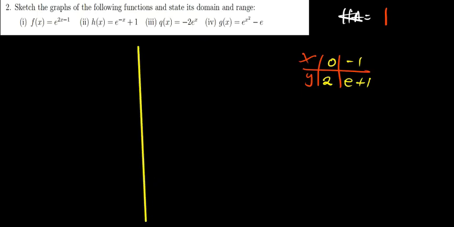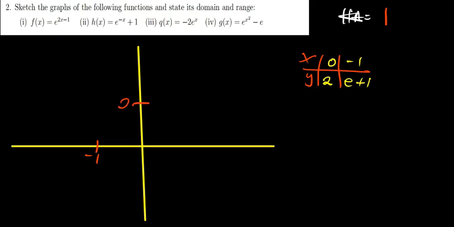Let us go ahead and sketch. In x we have negative 1 and 0. In y we have 2, and e plus 1. Then the horizontal asymptote is at 1, so I'll cut the line like that.